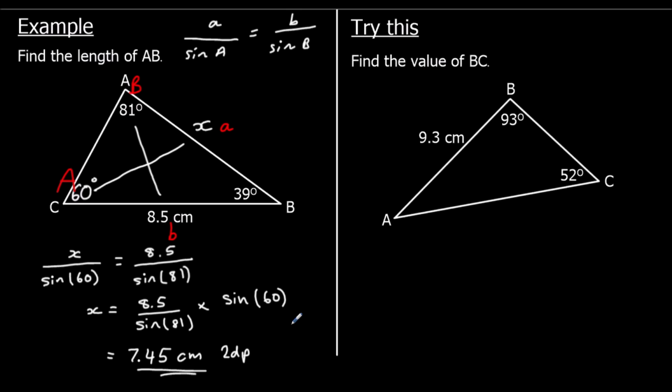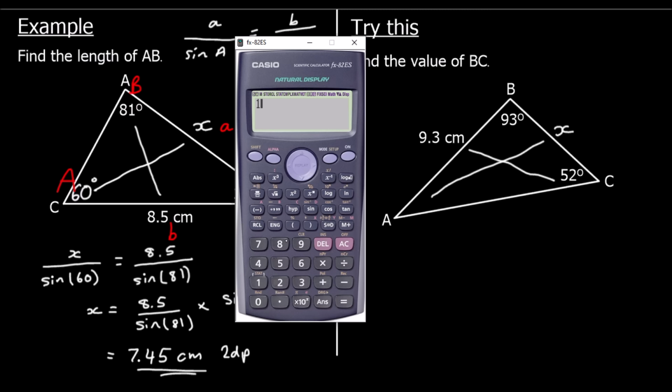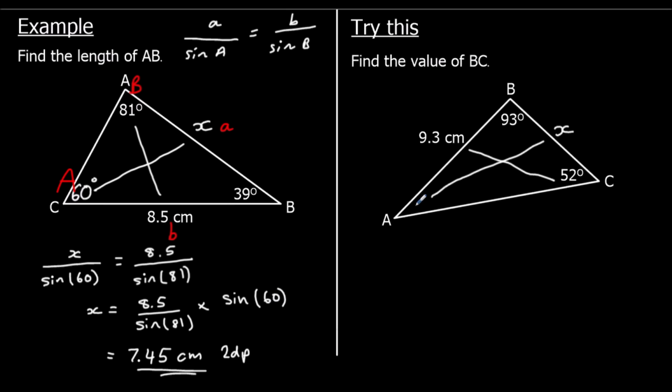So find the value of BC. So we're working out the length B to C. And do we have opposites? Can we use the sine rule? So we've got 9.3 opposite 52. We don't know X's opposite just yet, but we can work it out from finding the missing angle in a triangle. So 180, take away 52, and take away 93, tells us the missing angle is 35 degrees.